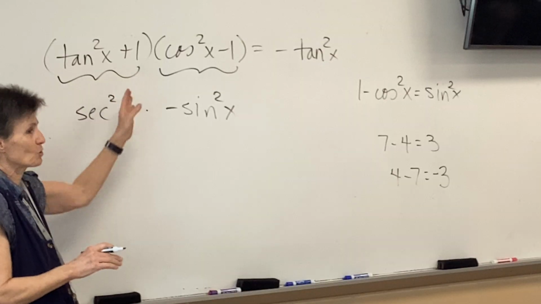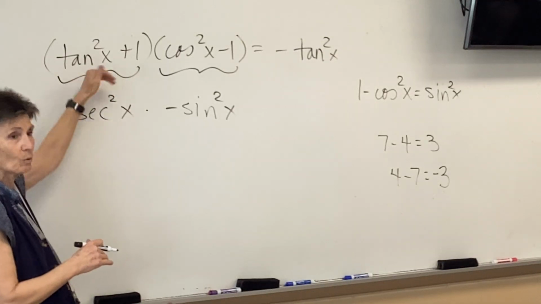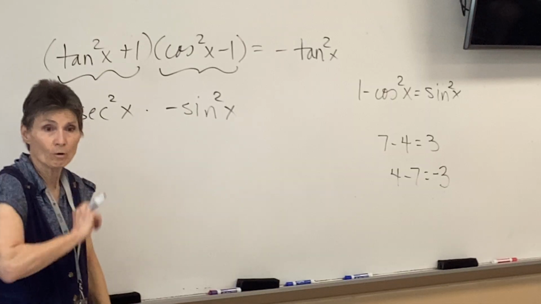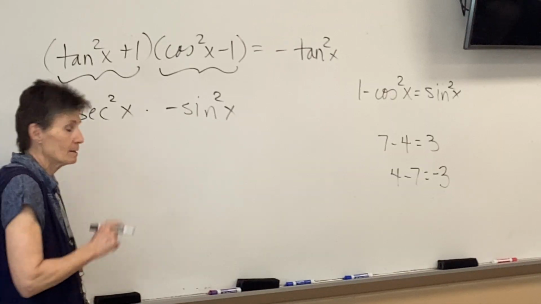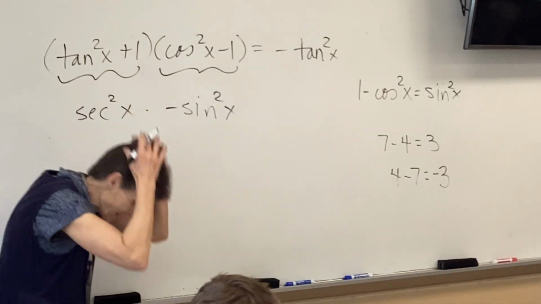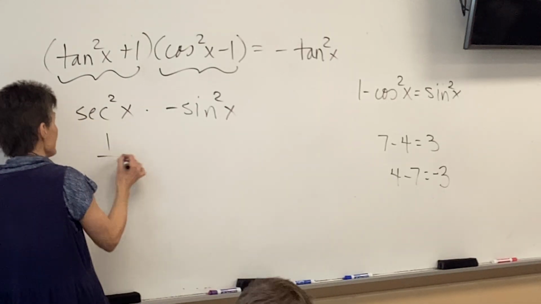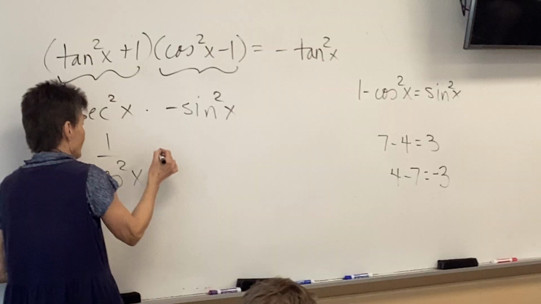Secant squared is 1 plus tangent squared, but don't do that because I'll just back you up. What is the definition of secant? 1 over cosine. If that isn't on your paper, oh my gosh, come on. 1 over cosine is secant, so this is 1 over cosine squared.